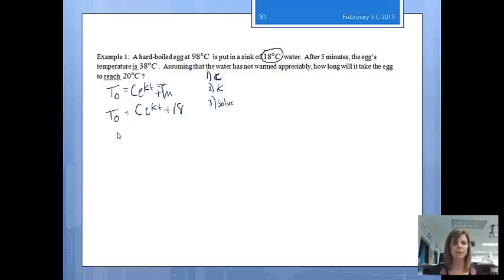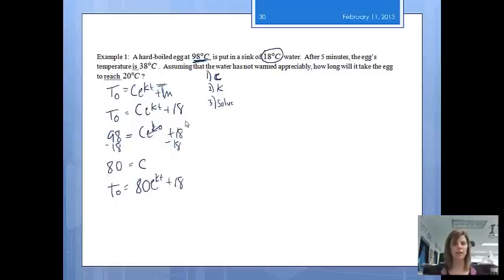Okay, so the first thing we need to do is find C. We know that when we started out, this hard-boiled egg was 98 degrees Celsius. So the temperature of the object was 98 degrees, and that was at time equals 0. Okay, to solve for C this time, I will need to subtract 18. So I'm going to get 80 equals C, and then e to the 0 is just 1. So C is equal to 80. All right, so now we're ready to rewrite our formula again. We're going to get T sub O equals 80 e to the kt plus 18.